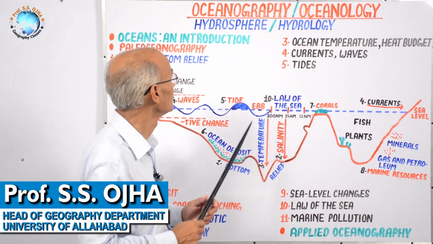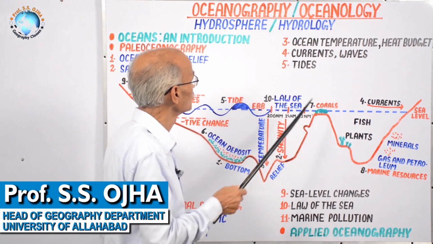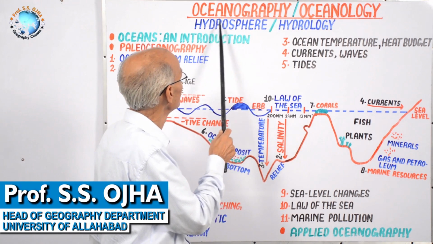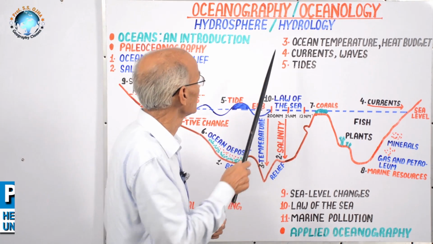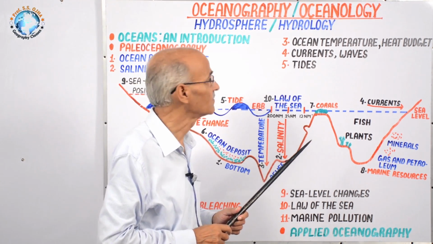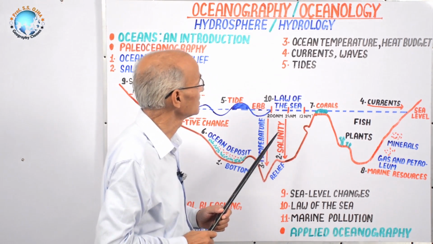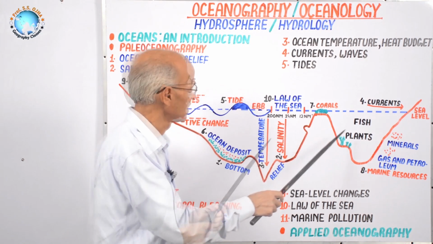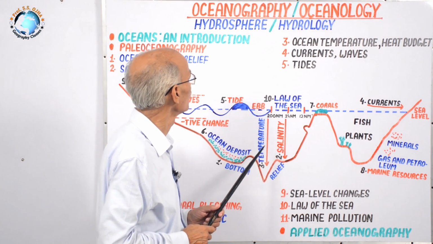Let us study the difference between oceanography and oceanology. Oceanography is the simple description or graphical description of oceans with cause and effect, while oceanology is the scientific study of all the segments or ingredients of the oceans.